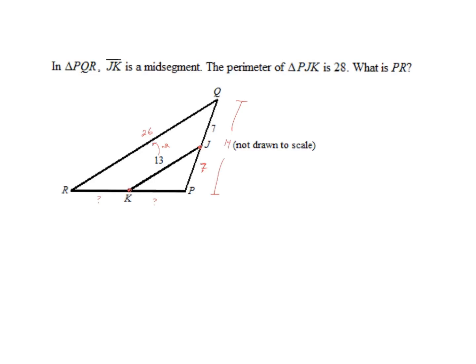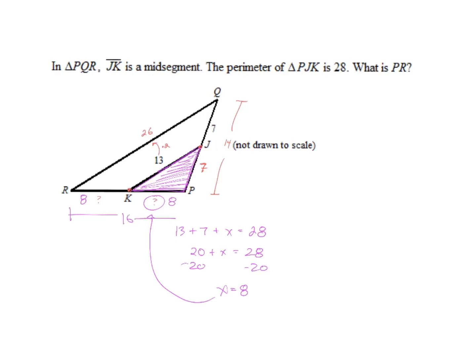Well, it's saying PJK, this triangle inside here, has a perimeter of 28, which means 13 plus 7 plus this side here, call it x, is going to be equal to 28. 20 plus x is equal to 28. Subtract the 20, x is equal to 8. So I'm able to fill in this piece here. Now if this is 8, that makes this 8 here, putting this all together at 16.